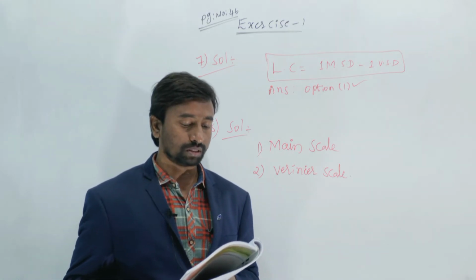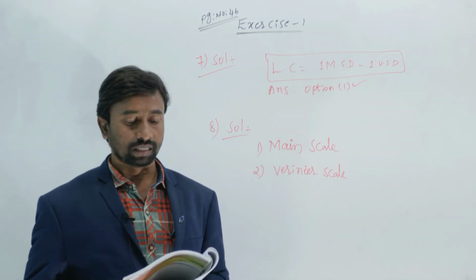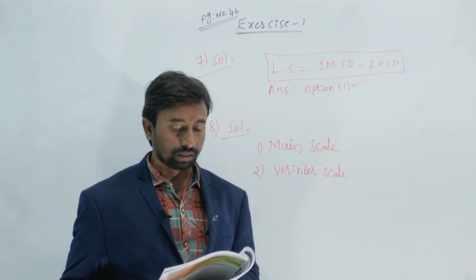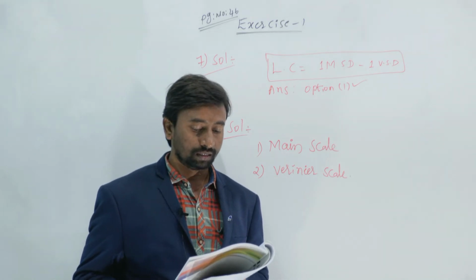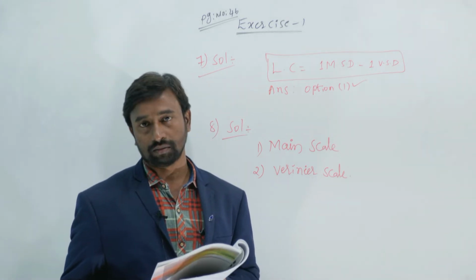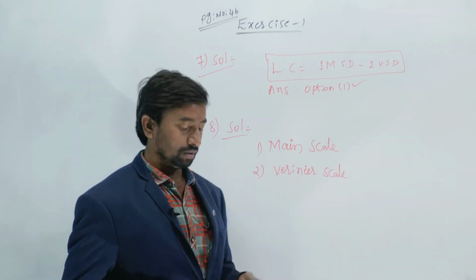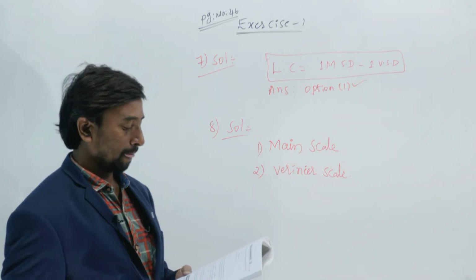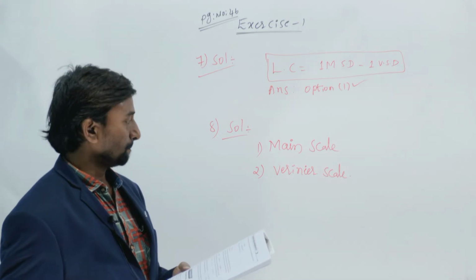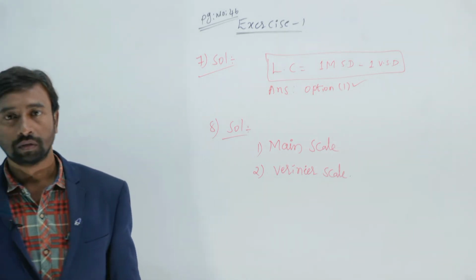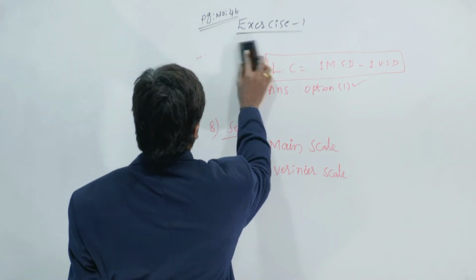They have given the options here. First option, main scale only. Second option, vernier scale only. And third option, main scale and vernier scale. So it is known as two scales. One is the main scale and another one is the vernier scale. Okay. Next question we'll see.